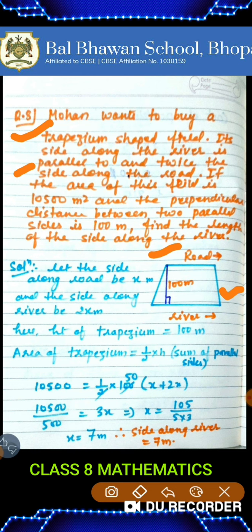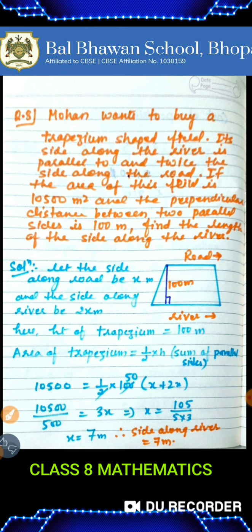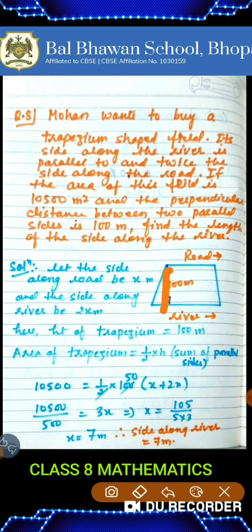The question says that the side along river is twice the side along road. Means this side is double of the side along road. What else is given? The area of this field, means area of trapezium, is 10,500 meters square, and the perpendicular distance between two parallel sides is 100 meter. Means if this is the perpendicular distance, this is the height of the trapezium. This 100 meter is height of the trapezium.